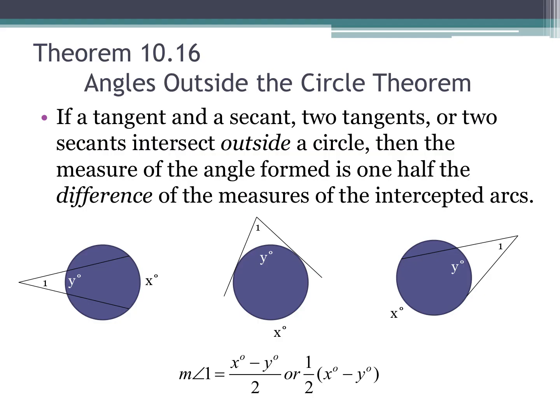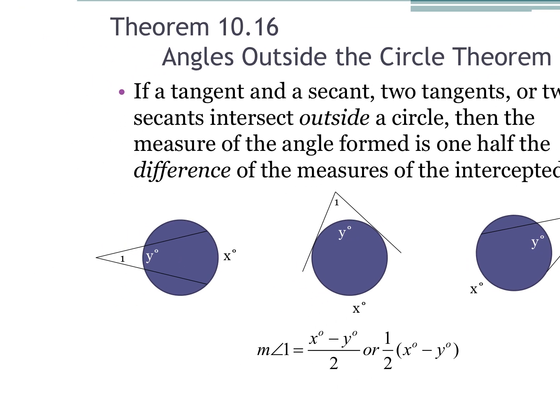Next is called the angles outside the circle theorem, and we have 3 different scenarios for this theorem. We either have a secant and a tangent, 2 tangents, or 2 secants. These will form an angle outside of the circle. Then to find the measure of the angle, we're going to take half of the difference of the measures of the intercepted arcs. Now I'm going to simplify this a little bit.